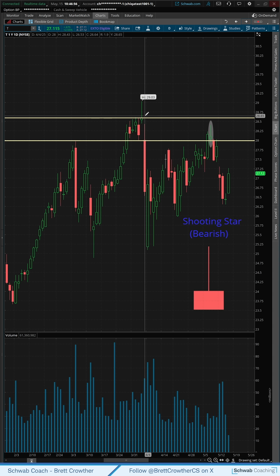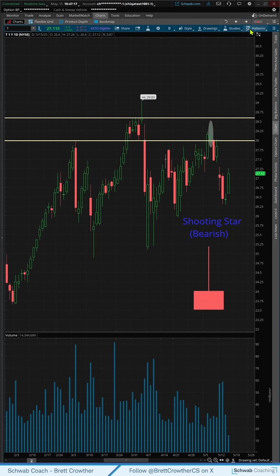Now, some technicians will wait for confirmation of that, which is a close below the body the following day, which did happen right there on a very bearish day. We had another similar situation here where it broke a little bit above this old resistance. But again, there's that small body, wick twice the length of the body, with a confirmation of a close below it the following day. So there's a shooting star at resistance.